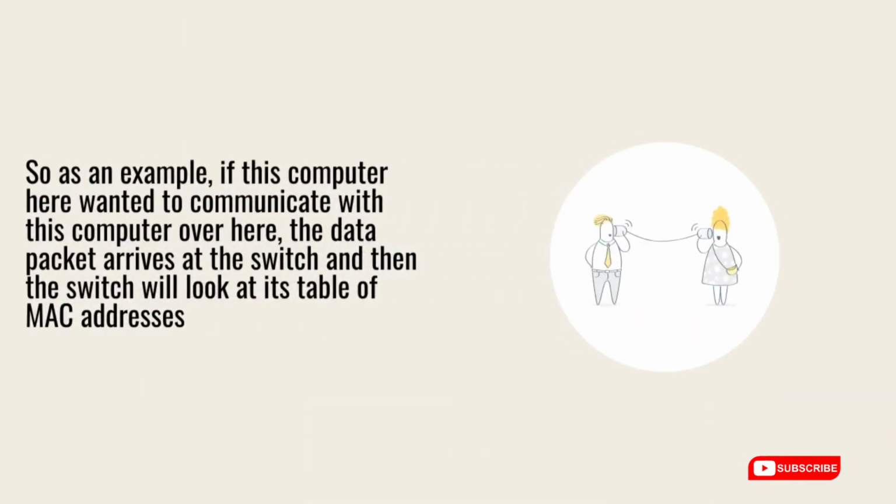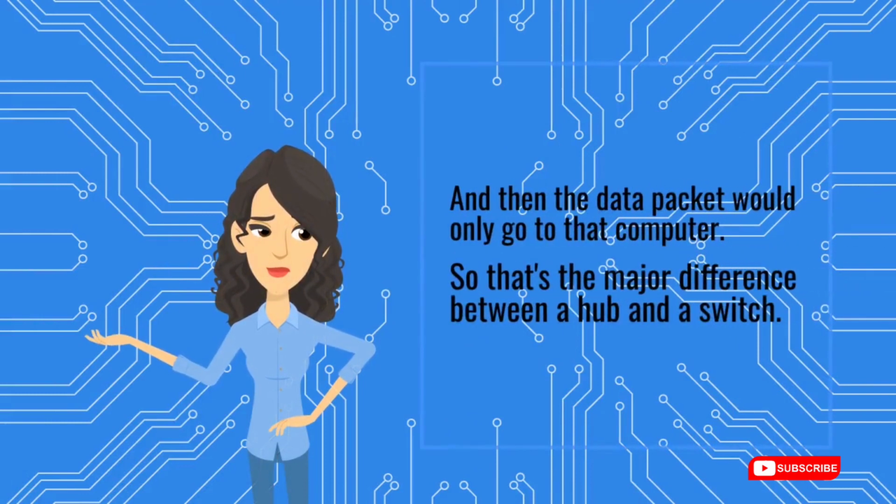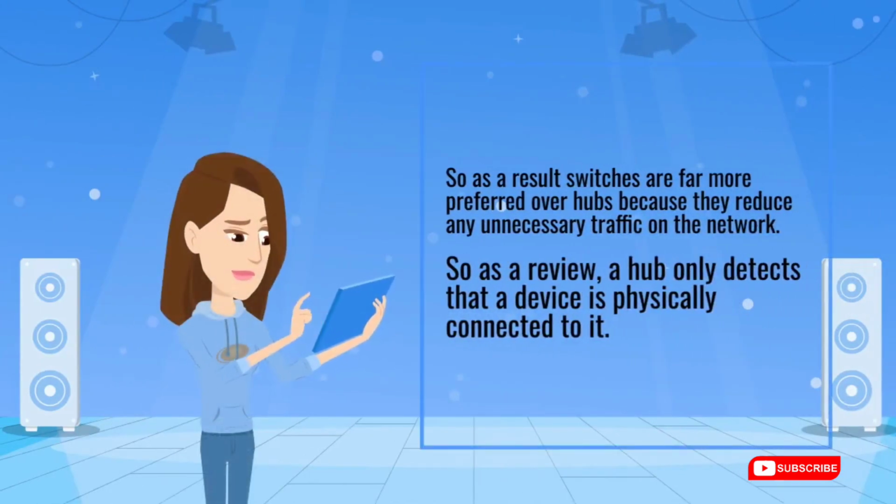So as an example, if this computer here wanted to communicate with this computer over here, the data packet arrives at the switch, and then the switch will look at its table of MAC addresses and matching ports and deliver the data to the correct port. And then the data packet would only go to that computer. So that's the major difference between a hub and a switch. So as a result, switches are far more preferred over hubs because they reduce any unnecessary traffic on the network.